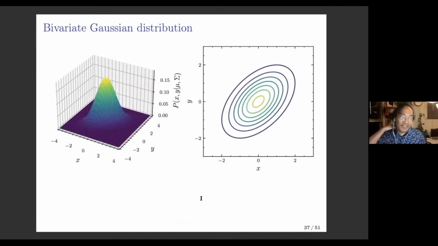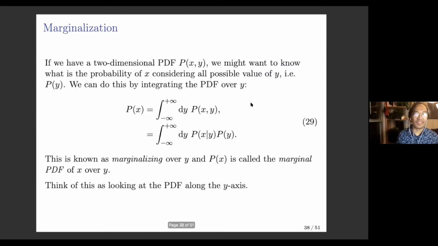Here's an example of a bivariate Gaussian. It's centered on 0, and it has a correlation of half. So that's what it looks like in 3D. That's the infinitesimal probability of finding x and y here, for example. It's less likely to find it here than in this area here. So that's the bivariate Gaussian.